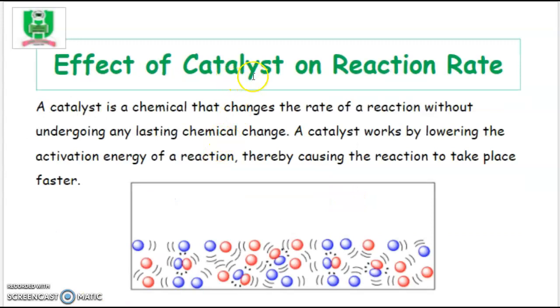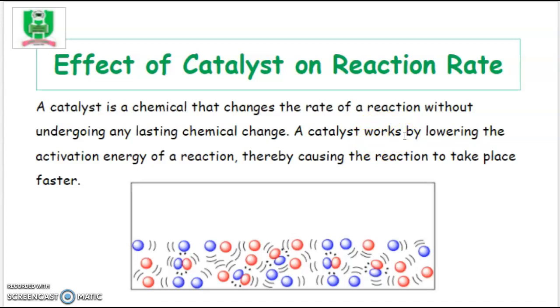Let's now look at the effect of a catalyst on the rate of a chemical reaction. By definition, catalysts are chemicals that change the rate of a reaction without being permanently changed in the process. Now, how do they work? Catalysts work by providing a different way for reactant particles to interact.